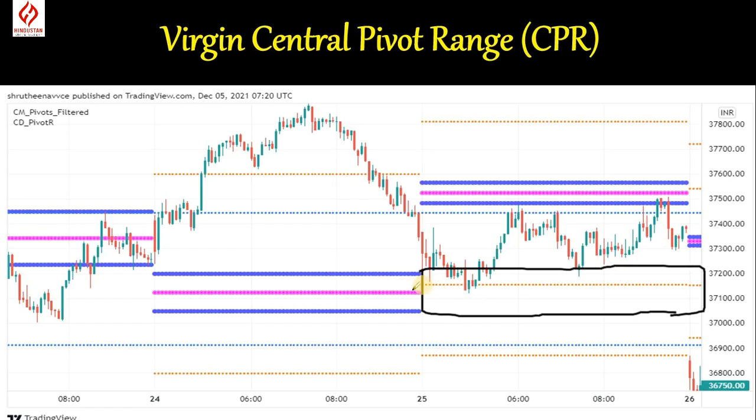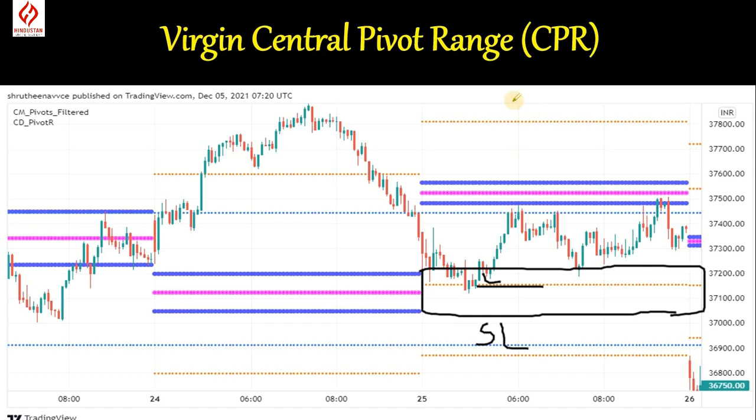Most of the time, price respects virgin CPR. It will not cross the virgin CPR. So suppose here there is a support level. Suppose you have taken a long trade here. You need to keep your stop loss below this virgin CPR, right? And you can book your profit once your target hits, right?